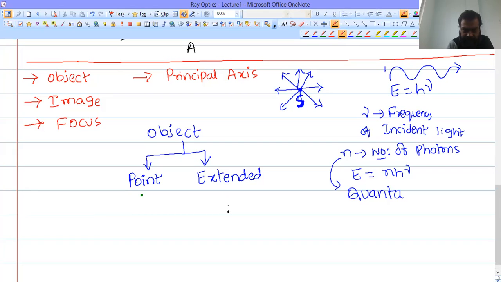Collection of point objects, you can see here I am drawing, can be called an extended object. Every time we join these point objects, we will have something like this. This can be called an extended object. We can say that a collection of point objects can be called an extended object.